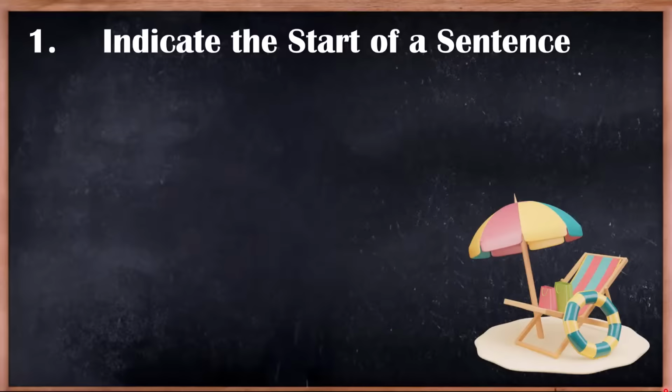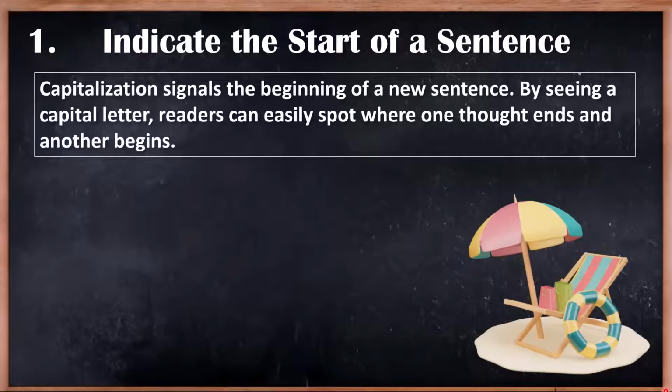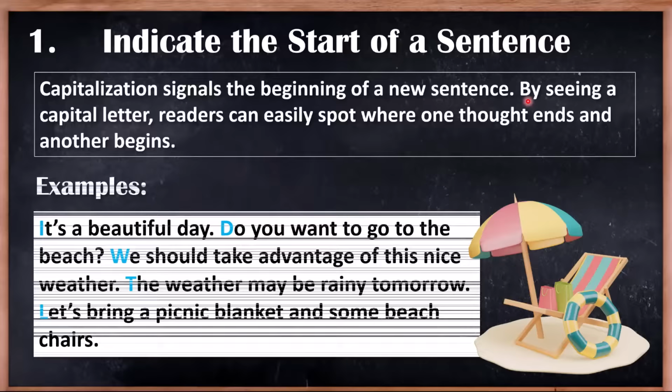Let's talk about the first rule of capitalization. Capitalization signals the beginning of a new sentence. By seeing a capital letter, readers can easily spot where one thought ends and another begins. So after a period, we have a space, and we begin the next sentence with a capital letter.